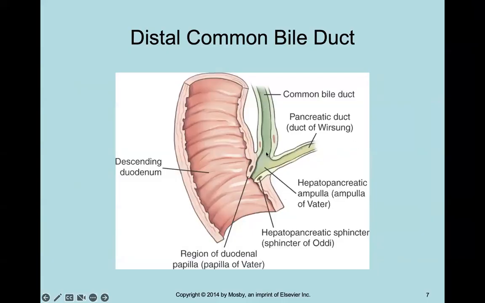This is just showing you a close-up of the distal aspect of the common bile duct. We have the pancreatic duct, as I mentioned, emptying into the duodenum, specifically speaking, the descending duodenum.